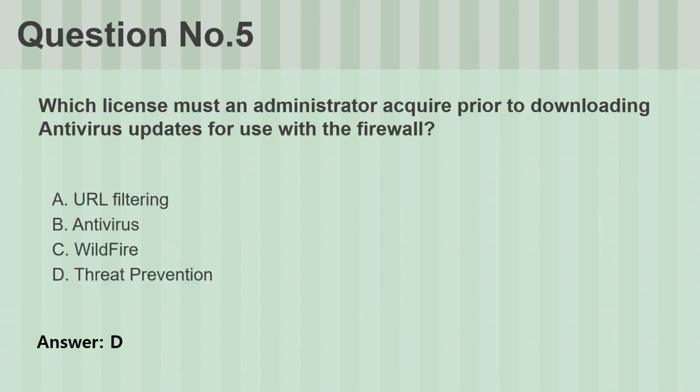Question number 5. Which license must an administrator acquire prior to downloading antivirus updates for use with the firewall? A. URL filtering. B. Antivirus. C. WildFire. D. Threat prevention. Answer. D.